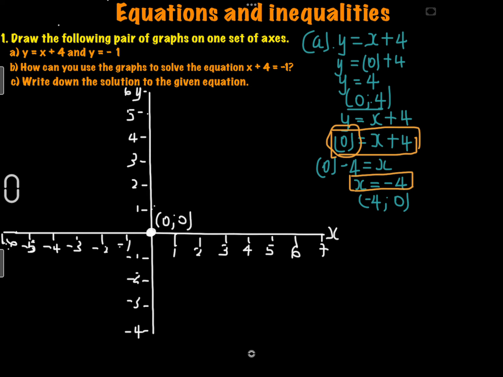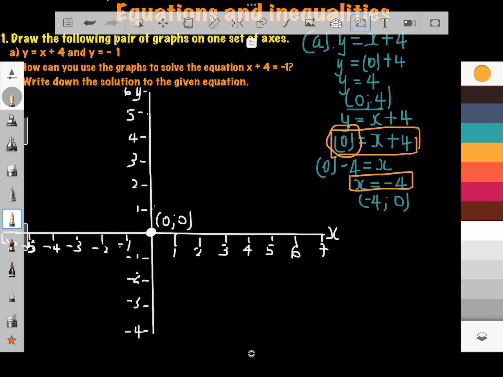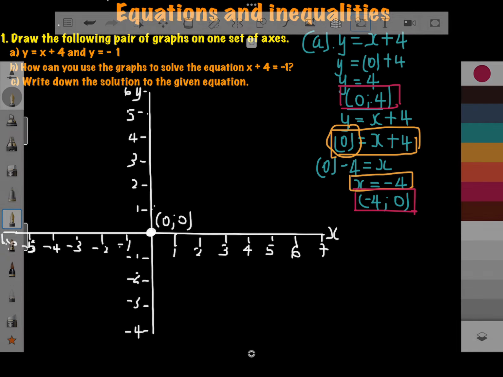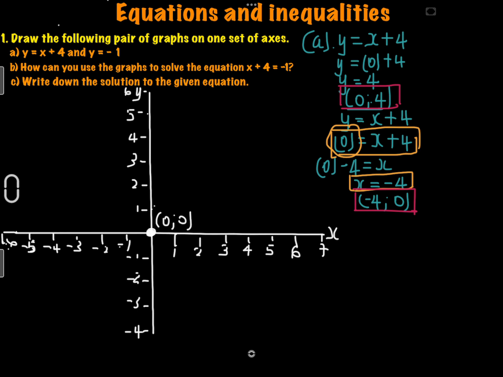So what this means now, looking at these two sets of coordinates, what we need to do is just look for the intercepts along the x and y axes. When x is equal to 0, y is equal to positive 4. That's the point there.